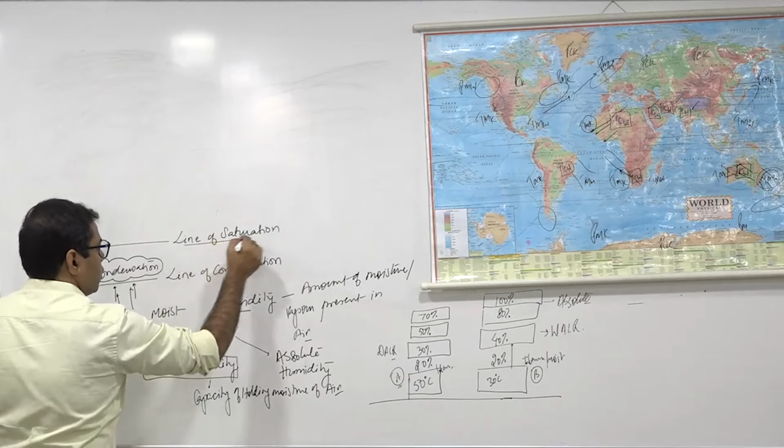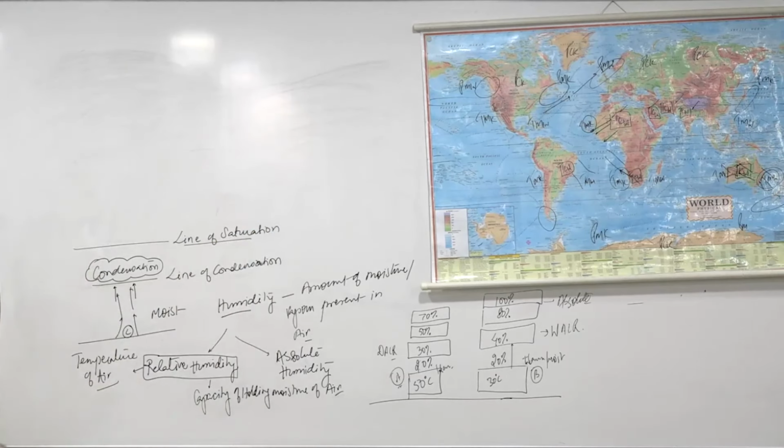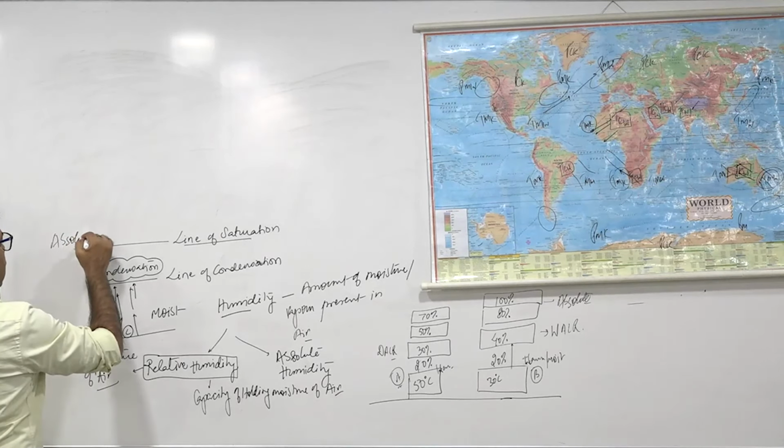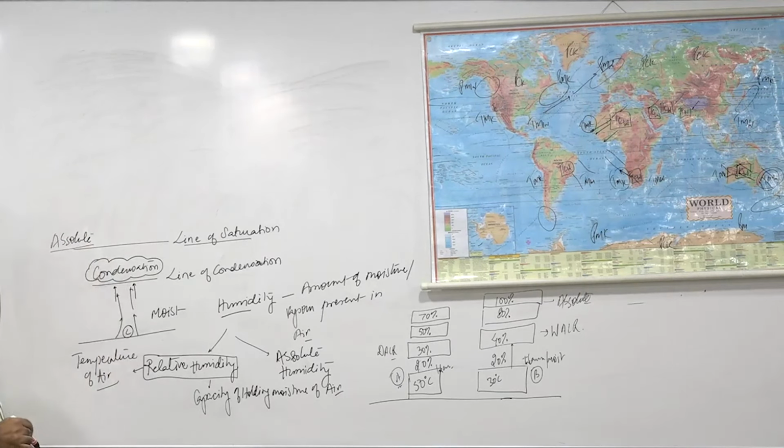There is a line of saturation. Line of saturation means the absolute humidity has been attained by the air. Beyond that, the air does not have the capacity to hold the moisture. Right? Again the air has been forced up to lift due to strong convection.